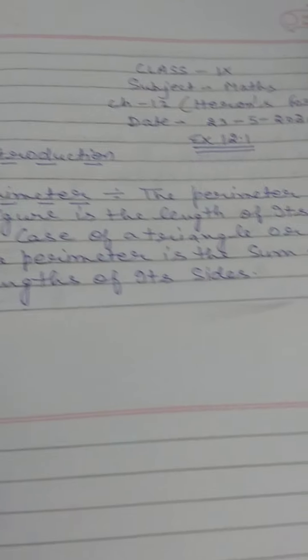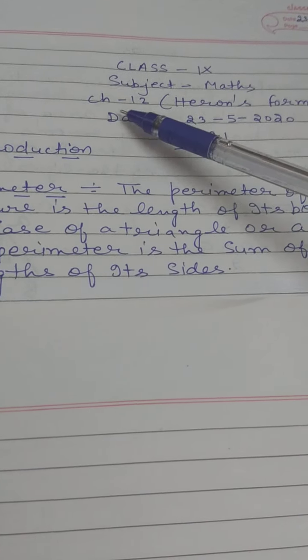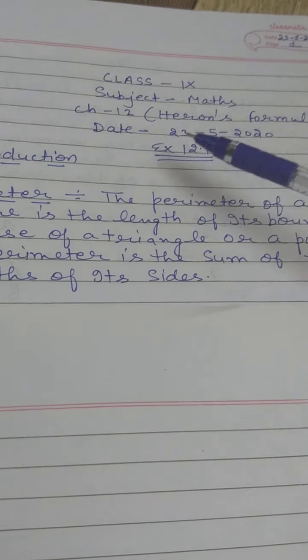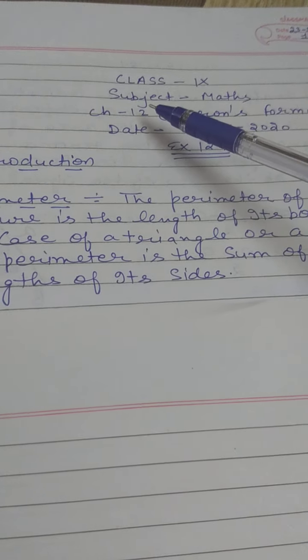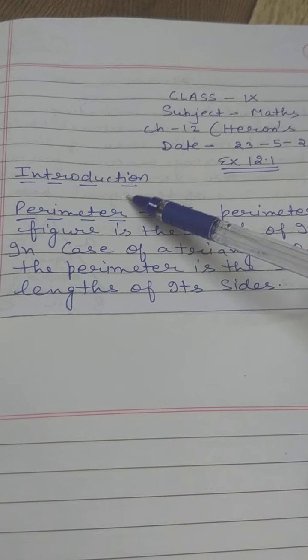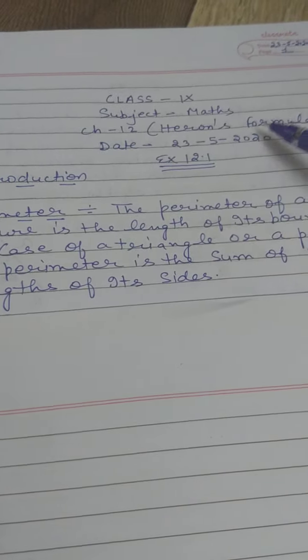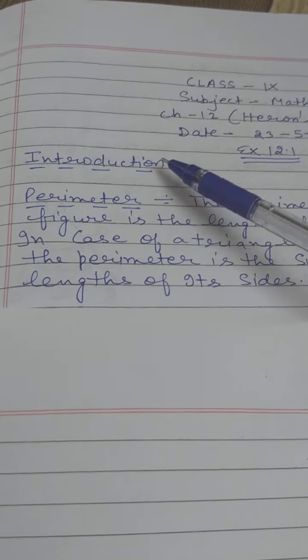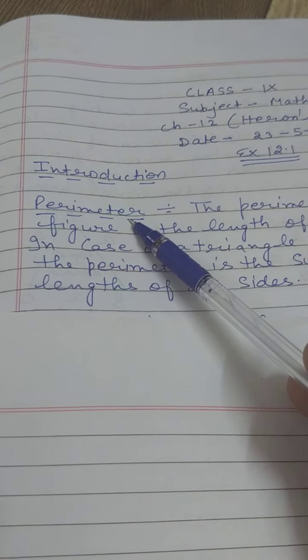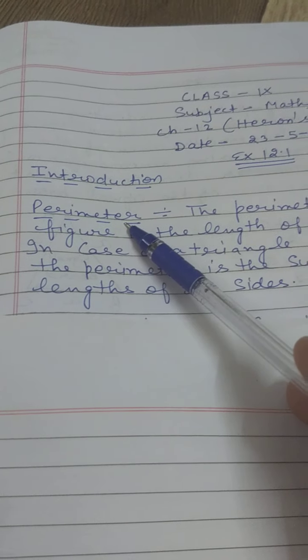Hello students, today I want to discuss chapter 12, Heron's formula. Before starting chapter 12, I want to discuss the introduction of the chapter. Firstly, I want to discuss the definition of perimeter.